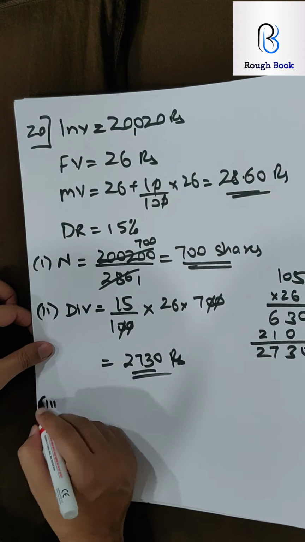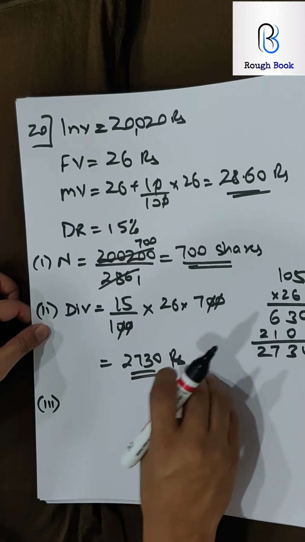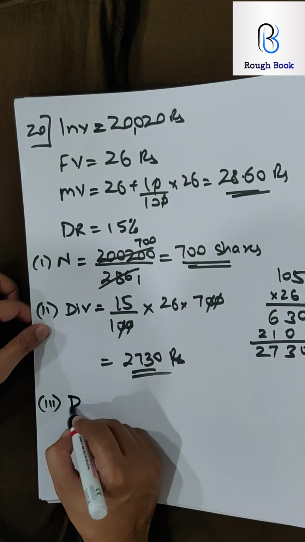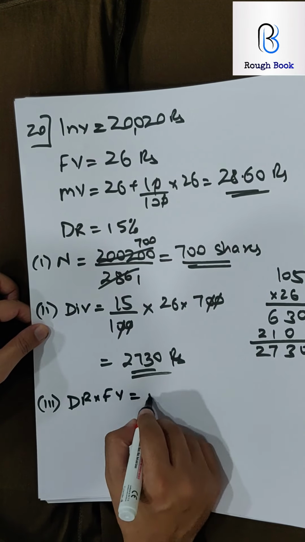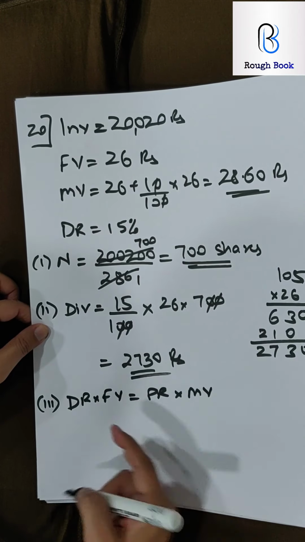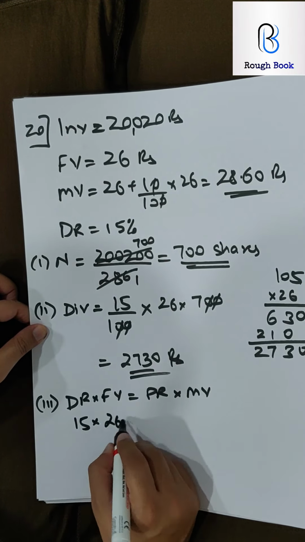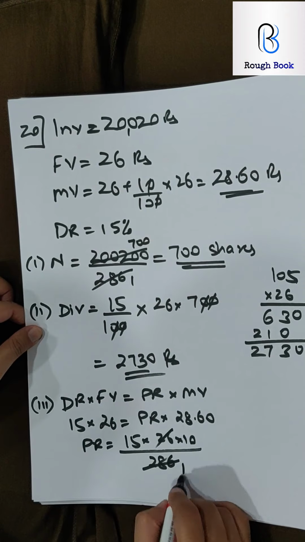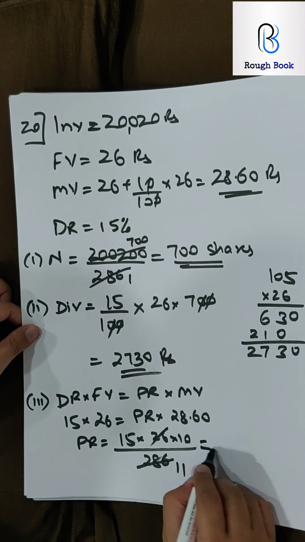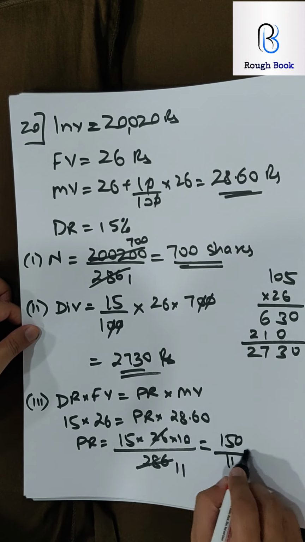I think profit return. Yeah, rate of interest. He gets rate of interest, profit return, return on investment, everything is one and the same. So DR 15, face value 26, PR unknown and 28.60. So PR becomes 15 into 26 into 10 upon 286. Nothing can be cancelled, so 150 by 11.